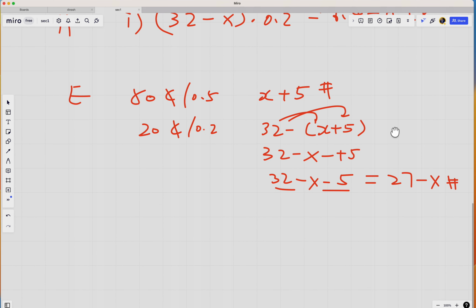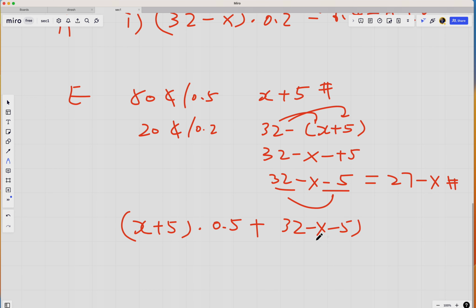So I know where my problem is now. I never minus 5, I just continued to times the 0.2. Actually you can choose not to minus, but it's good to simplify before you continue. But if you don't, you should get the correct answer as well. So it's X plus 5 times 0.5 plus 32 minus X minus 5 times 0.2.